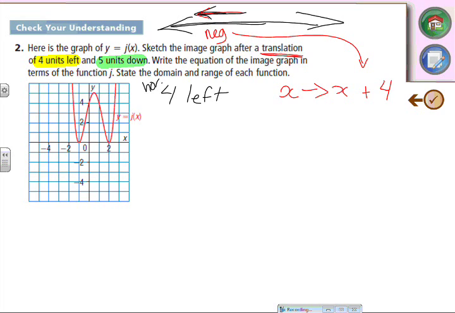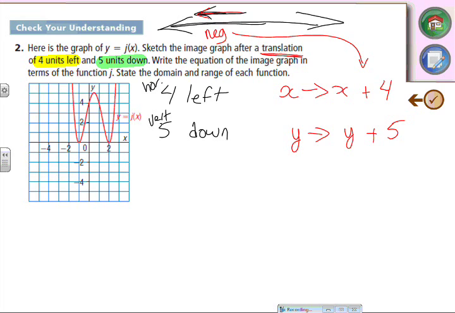5 down. Down is vertical. So as soon as we have vertical, it's a y because it's vertical. It's going to be plus or minus because it's a translation. And we're going 5. And because it says down, we're going to be using the opposite sign. Plus 5.